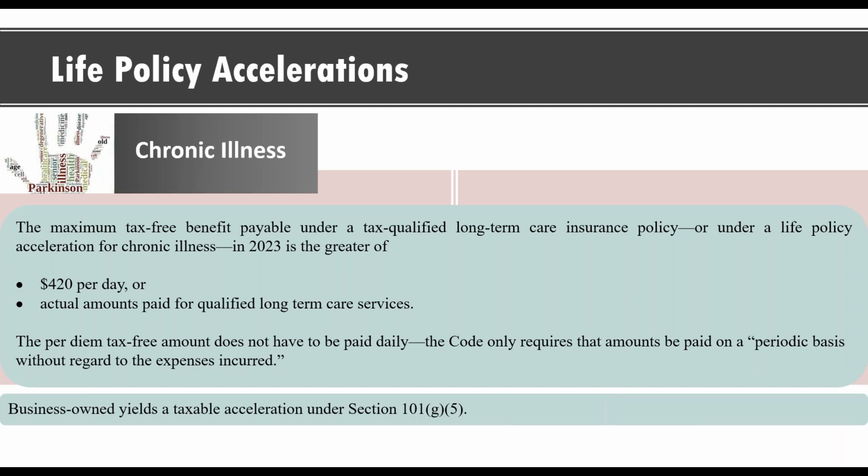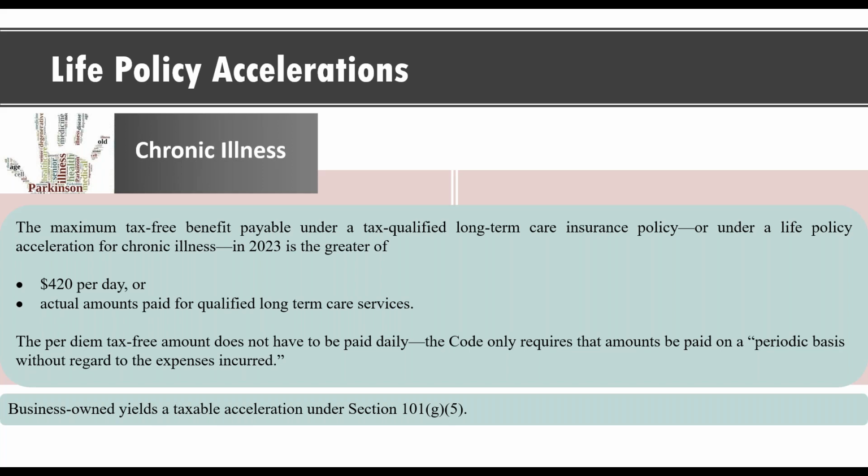One special rule with regard to chronic illness is that if we've got a business-owned life policy, Code Section 101(g)(5) specifically says that when a business receives a chronic illness acceleration, it is not treated as a tax-free death benefit. It's taxed like a normal distribution from a life insurance policy. So a recovery of basis first, taxable as ordinary income once basis has been recovered. And so that's important to know.